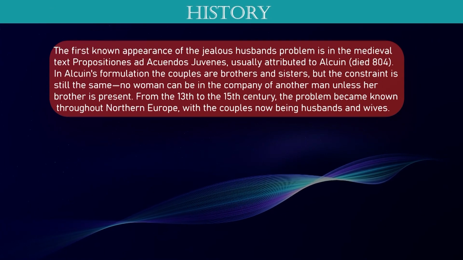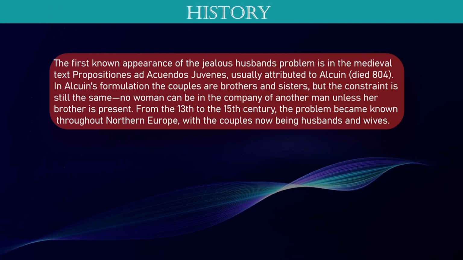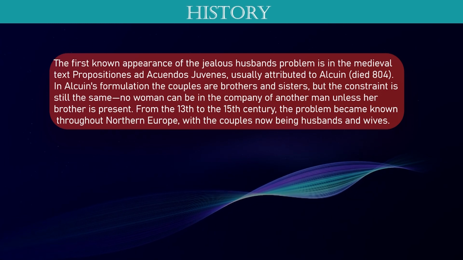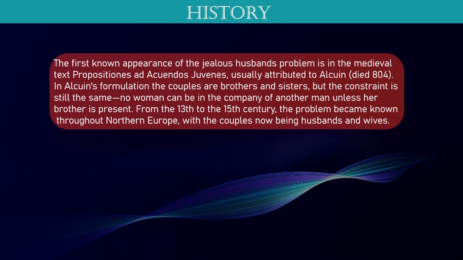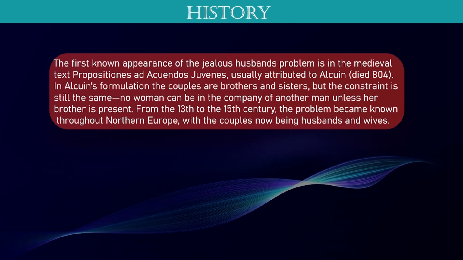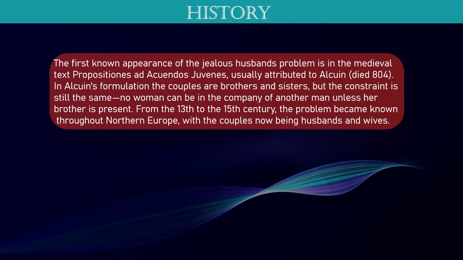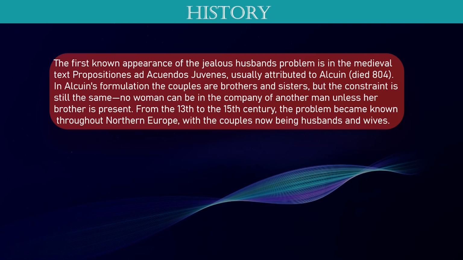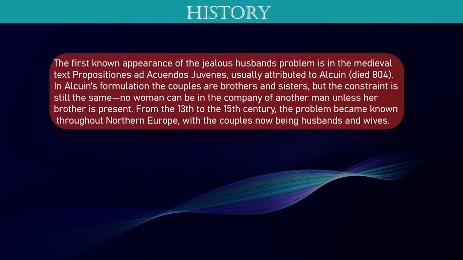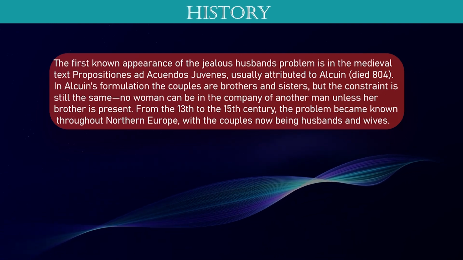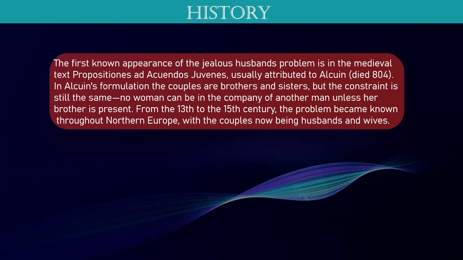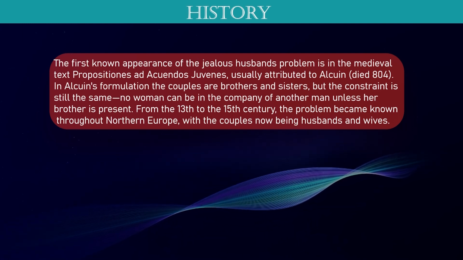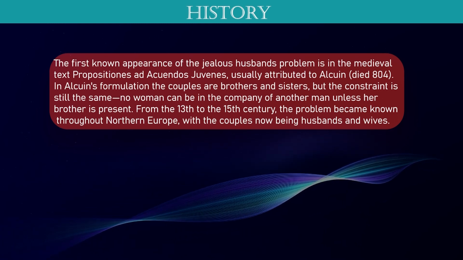The first known appearance of the jealous husband problem is in the medieval text Propositiones ad Acuendos Juvenes, usually attributed to Alcuin. In Alcuin's formulation, the couples are brothers and sisters, but the constraint is still the same: no woman can be in the company of another man unless her brother is present.